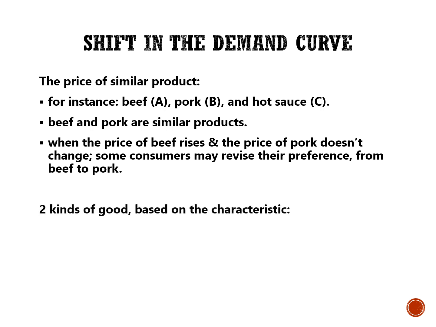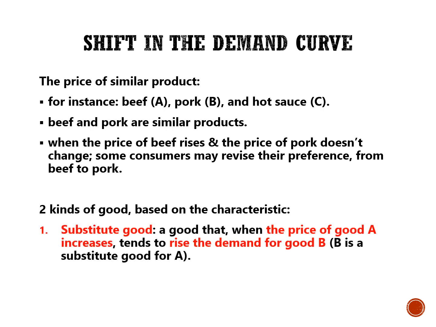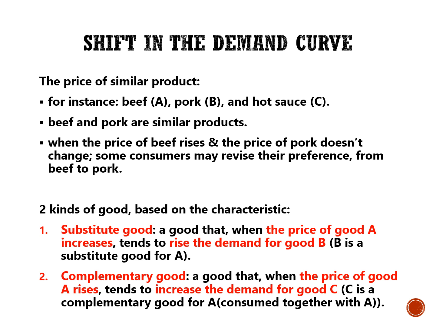From this case, we can define two kinds of goods, based on their characteristics. First, a substitute good. It can be defined as a good that, when the price of good A increases, tends to raise the demand for good B. Thus, B is a substitute good for A. Second, a complementary good. It refers to a good that, when the price of good A rises, tends to increase the demand for good C. Hence, C is a complementary good for A.